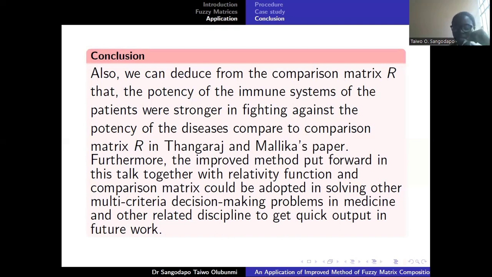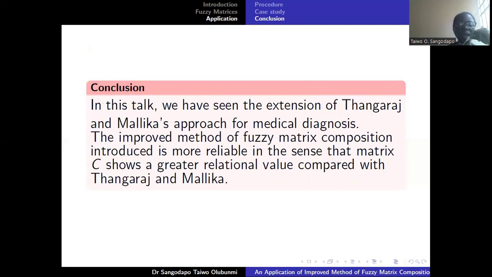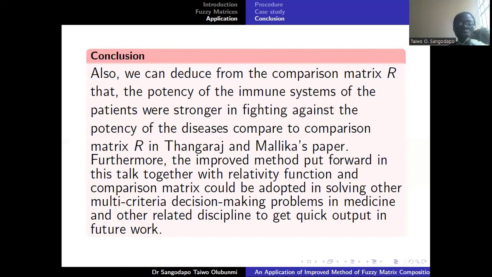There are two things we are looking at. For matrix C, we have greater relational value. Then for matrix R, the patients were stronger in fighting against the diseases compared with their own. And furthermore, the improved method put forward in this talk, together with the relativity function and comparison matrix, could be adopted in solving other multi-criteria decision-making problems in medicine and other related disciplines to get quick output in future work.